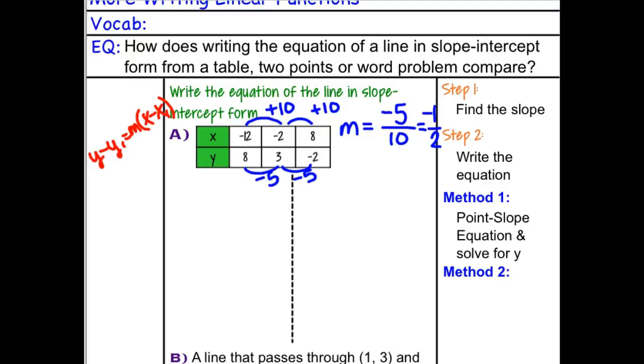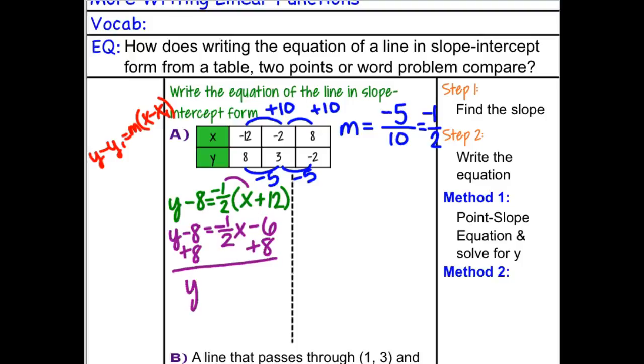So that means when I put this in, I've got y minus 8 equals our slope of -1/2 times x minus -12, which will end up being plus 12. Then I need to solve this for y. I start by distributing in here. -1/2 times x is -1/2 x. -1/2 times positive 12 is negative. Half of 12 is 6. And then we have the y minus 8. If I add 8 to both sides, I get a final answer of y equals -1/2 x plus 2.